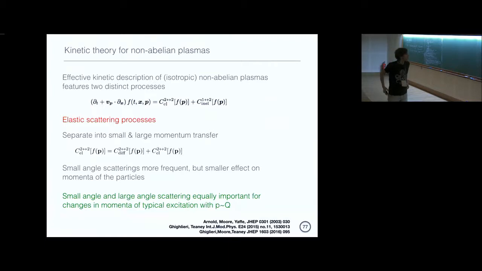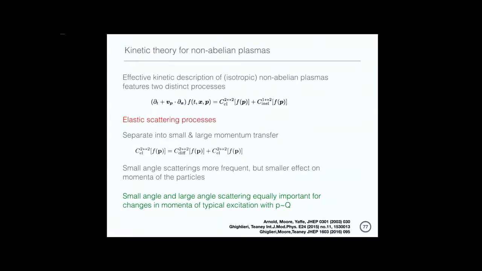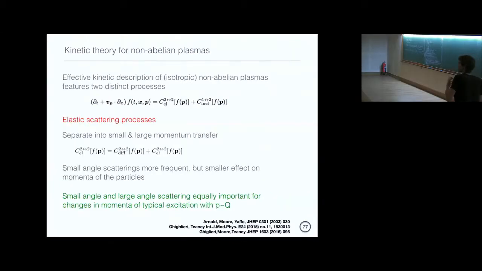So what's the physics of these? Small angle scatterings turn out to be very frequent, because you have long range fields and can feel the field from a lot of particles around you. But of course, a scattering with a small momentum transfer also has a very small effect on you. It turns out that if you consider a typical hard particle in your system, then in terms of changing its momentum, both processes are parametrically equally important. They essentially have the same kind of effect on the momentum of a hard particle.